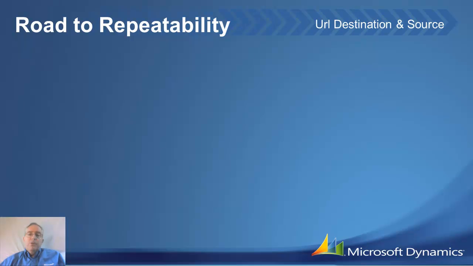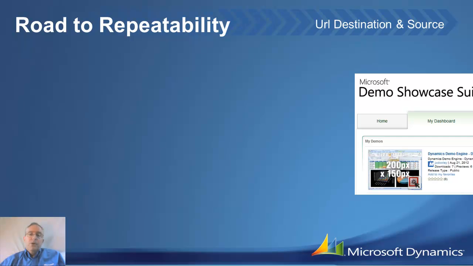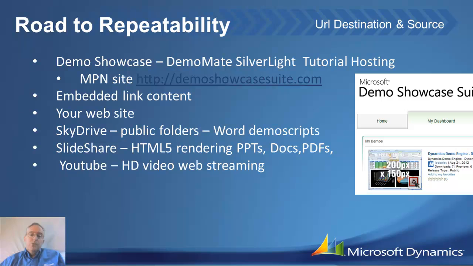I also want to talk a little bit about some of the URL destination and source that we leverage in the demo as well. We leverage Demo Showcase, which is a Microsoft site that you can put Silverlight up. As part of MPN, you have access to this site. So if you create a Silverlight demo in DemoMate with the tutorial feature that has the click-throughs and the audio, you can put it up there and share that and get an embedded link and actually point that on your website back to our website, so you can have a really nice interface. As well, you can put some of this on your own website as well.